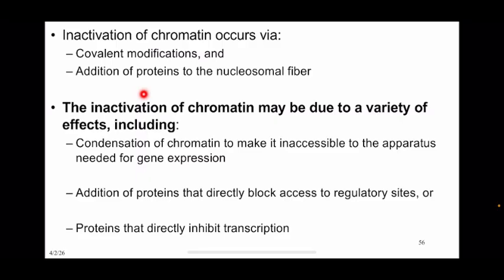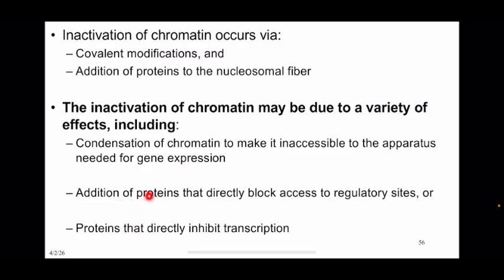The inactivation of chromatin can be due to different effects. It can be the chromatin being inaccessible, so the chromatin won't be accessible for gene expression. Also, there can be proteins, or the addition of proteins, that will directly block the access of regulatory sites, hence that gene is not going to be able to express. And there can be proteins that directly inhibit transcription. So these are three ways that affect the formation of heterochromatin.